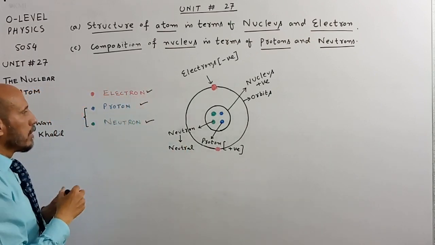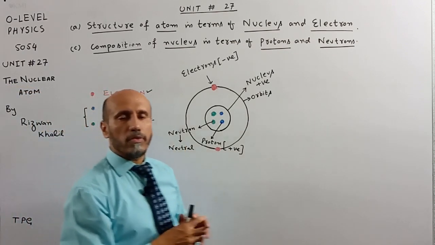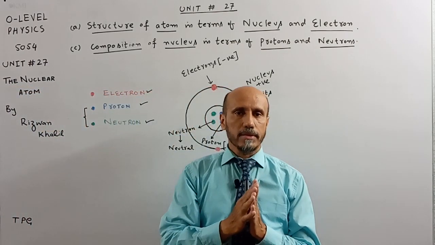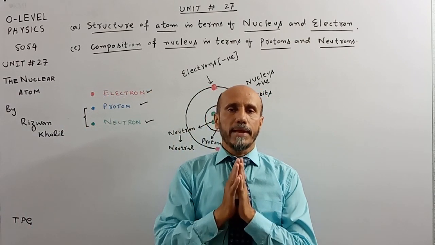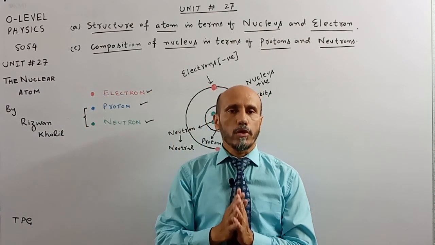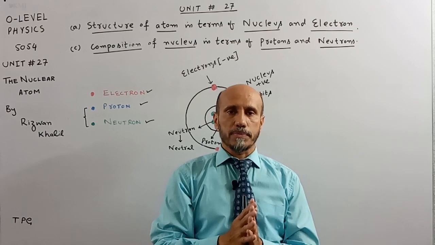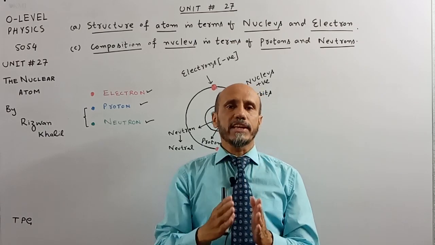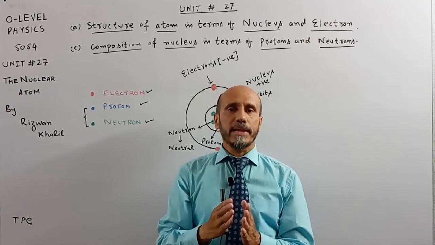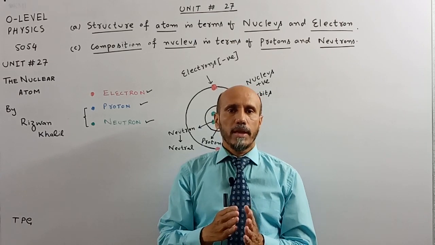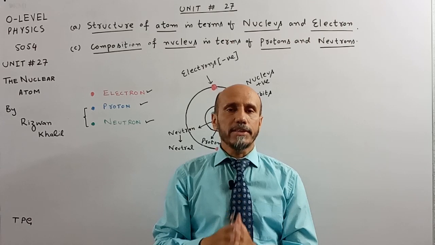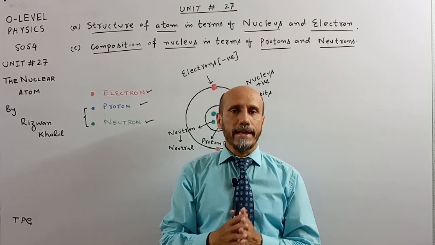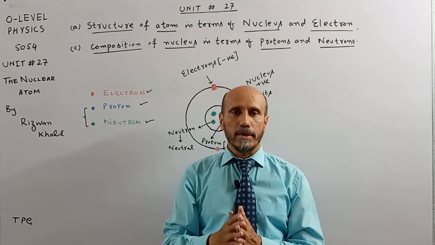So nucleus consists of how many particles? Two particles, protons and neutrons. Protons are positively charged particles. So P stands for protons and P stands for positive. And neutrons are neutral particles. N stands for neutron and N stands for neutral.